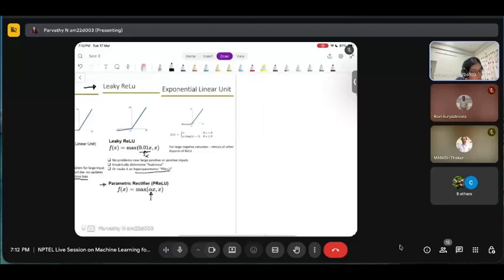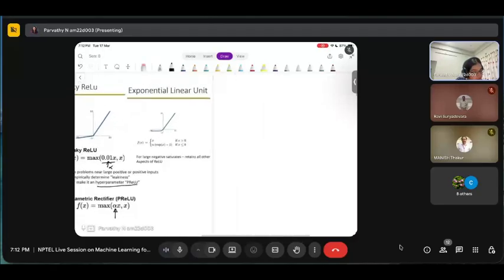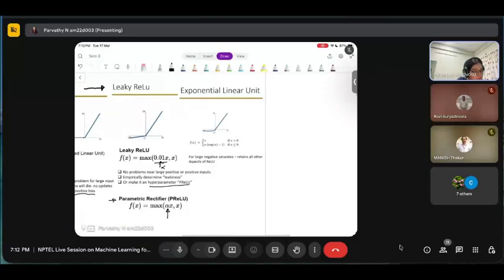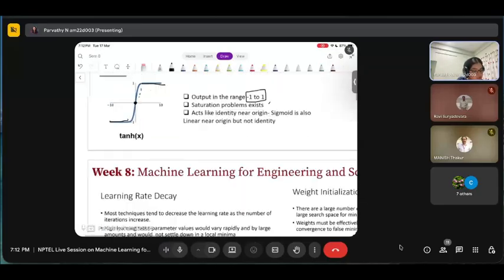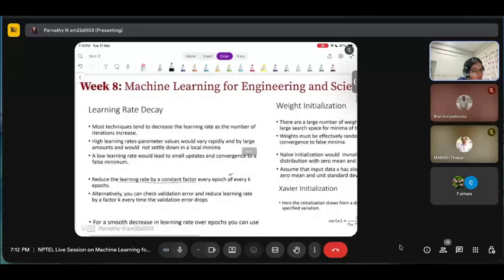Then ELU is a modification again. One issue is that the exponential function will saturate for large negative value. Otherwise, it retains all the other aspects of the ReLU function. So these are some of the most commonly used activation functions in deep learning.